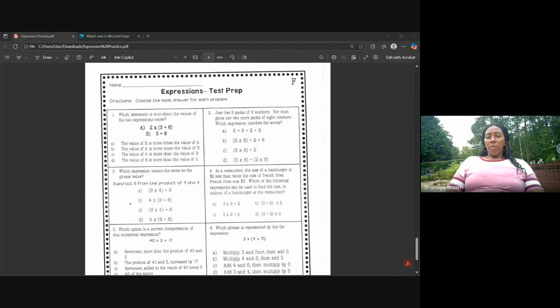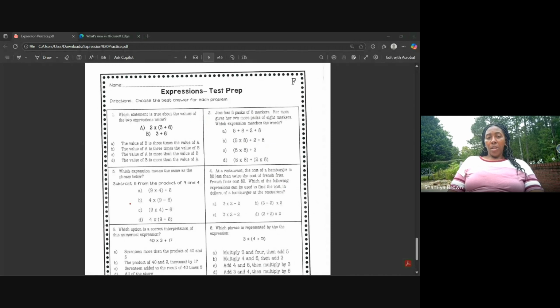So, Jess has 5 packs of 8 markers. To know how many markers she has, I would have to do 5 times 8 because it's 5 packs with 8 in each. So that's 1 pack of 8 markers, another pack of 8 markers, another pack of 8 markers, and another. So it's 5 packs of 8 markers. That would be multiplying 5 by 8 or multiplying 8 by 5. So I know I would have to do 5 times 8.